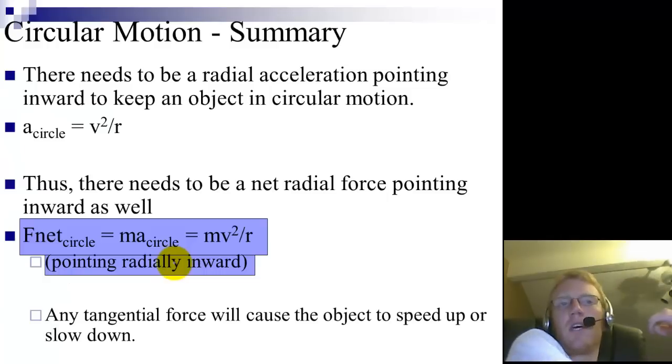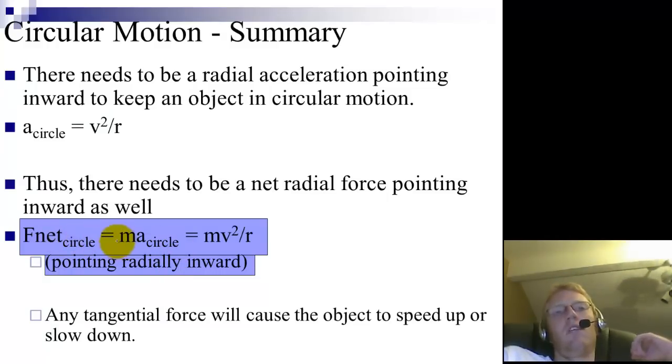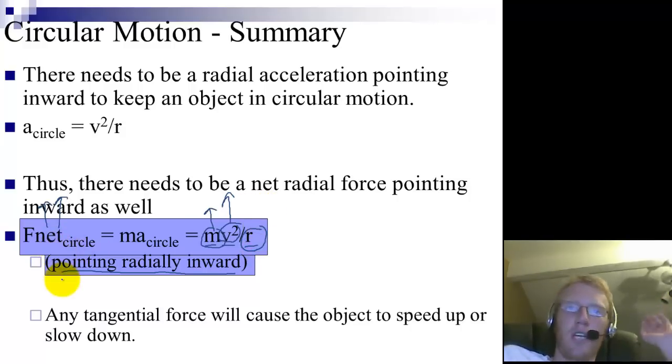Let's take a look at the equation. The net force is pointing radially inward, so we already established that. And the magnitude of the force is m times v squared divided by r. So if the mass goes up, heavier object, it's going to require a bigger force. If the velocity goes up, it's going faster, it's going to require a bigger force. But the radius here is in the denominator, which means if the radius goes up, the force needed goes down. So a bigger circle takes less force. Likewise, if you decrease the radius, you make it a smaller circle, it's going to take more force because it's a sharper corner. It's a sharper turn that you're making.